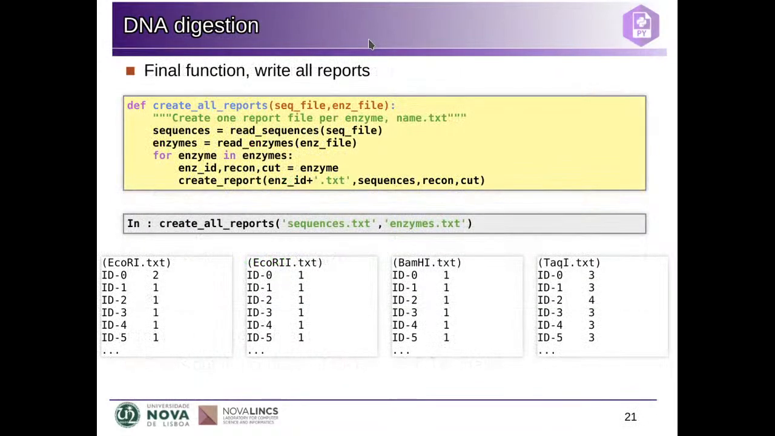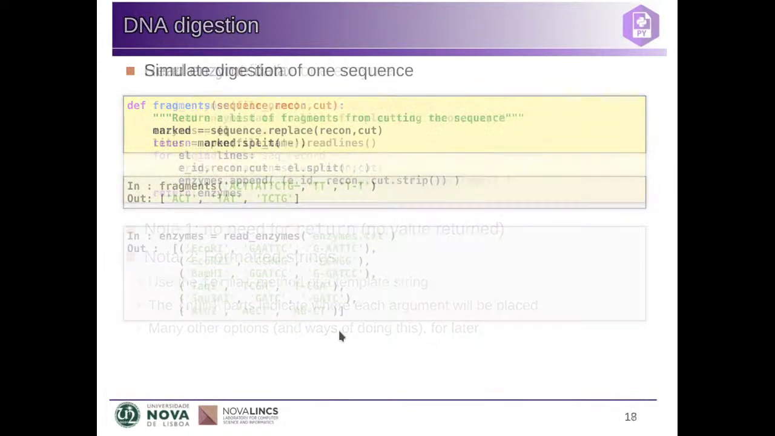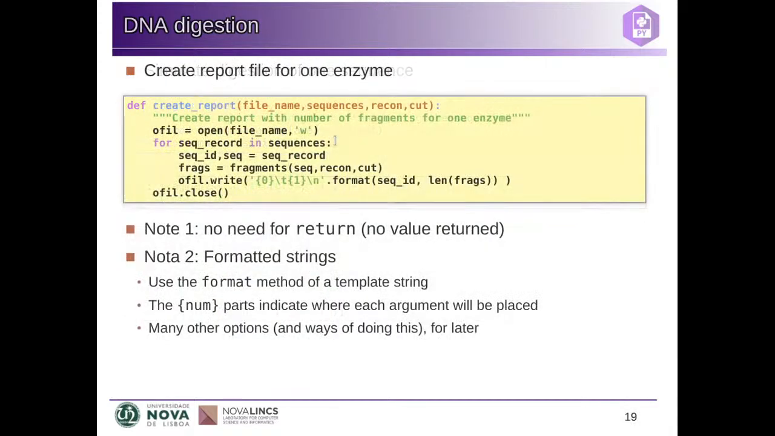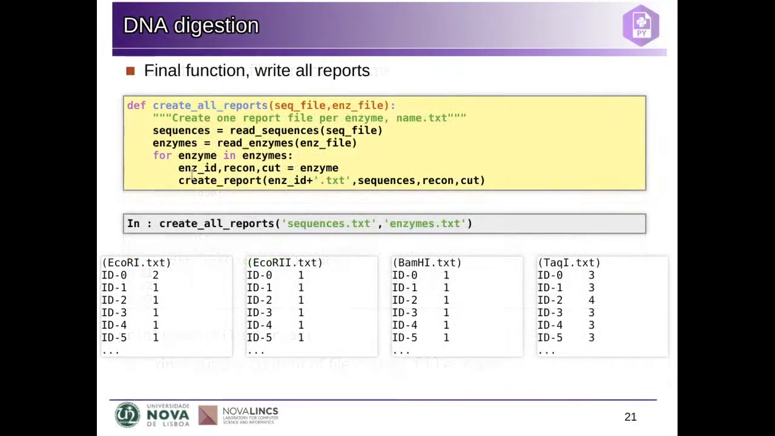Okay, so now we put everything together. We create this final function that receives the sequence file and the enzyme file. It reads all the sequences, it reads all the enzymes, and now it's going to loop through all the enzymes, and for each enzyme it's going to unpack the tuple we have here. So remember that when we read the enzymes, we have a list of tuples with these 3 elements: the identifier or the name, the recognition site, and the cutting point. And now we're going to unpack this into these 3 variables: the identifier, the recognition site, and the cut point.